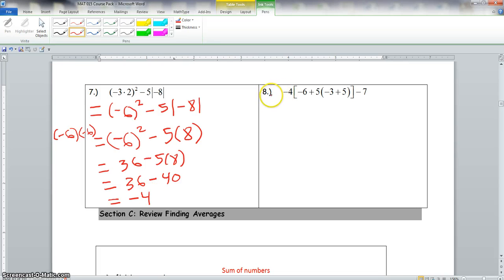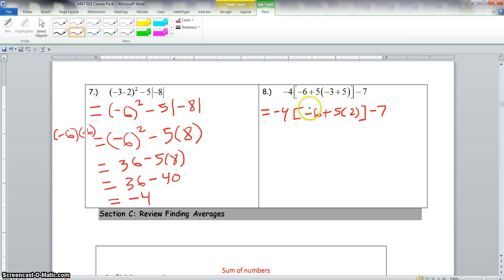Now we go here to problem number 8. Now we look inside here. We have multiplication. We have this parenthesis and subtraction. So we go inside this parenthesis here, and we have another parenthesis. So we would do this parenthesis first. Negative 3 plus 5, we know is 2. So you add negative 4, bracket, negative 6 plus 5, parenthesis 2, bracket, minus 7.